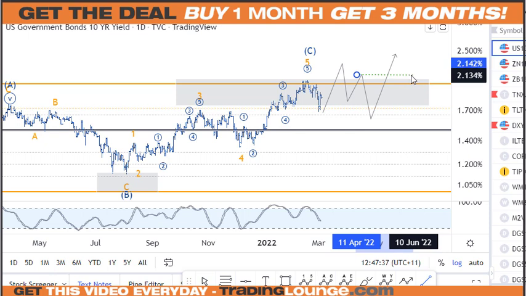So we know that the Feds were talking about a 25 basis point rise in March, so everything's on track as expected from that point of view.